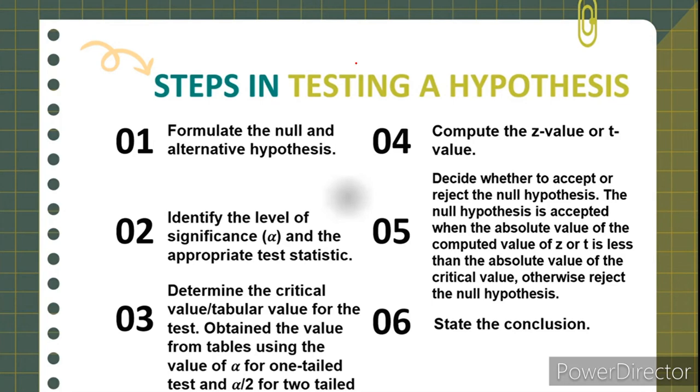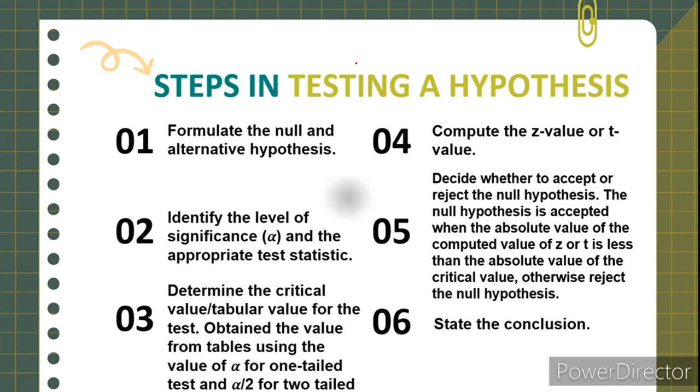In number 3, we're going to get the critical region. After the critical region, of course, the z value or t value. And number 5, we're going to determine whether to reject or accept H0 and HA. Okay? Yun po yung mga ginawa natin during the face-to-face, no?